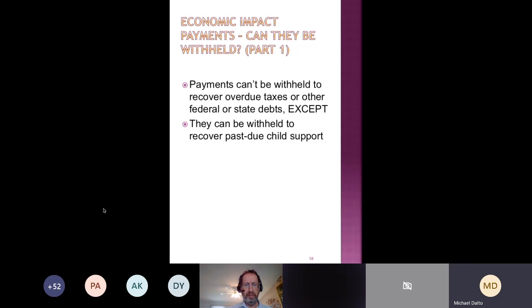So if you owe back taxes or you owe a debt to the state, some fee that you didn't pay, whatever it might be, they can't take your economic impact payment to pay it back. But if you owe past due child support, they can take your economic impact payment to pay that.